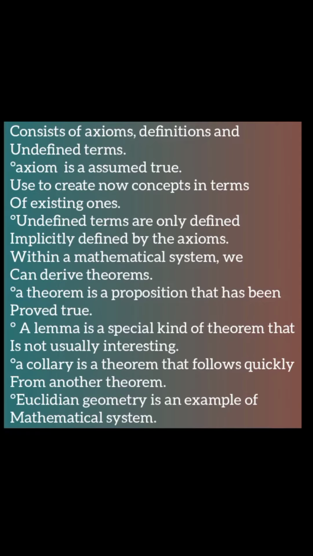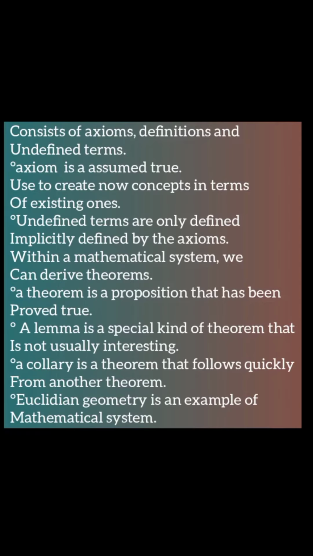Proof is a convincing argument that some mathematical statement is true. A mathematical system consists of axioms, definitions, and undefined terms. An axiom is assumed true. Definitions are used to create new concepts in terms of existing ones. Undefined terms are only implicitly defined by the axioms.